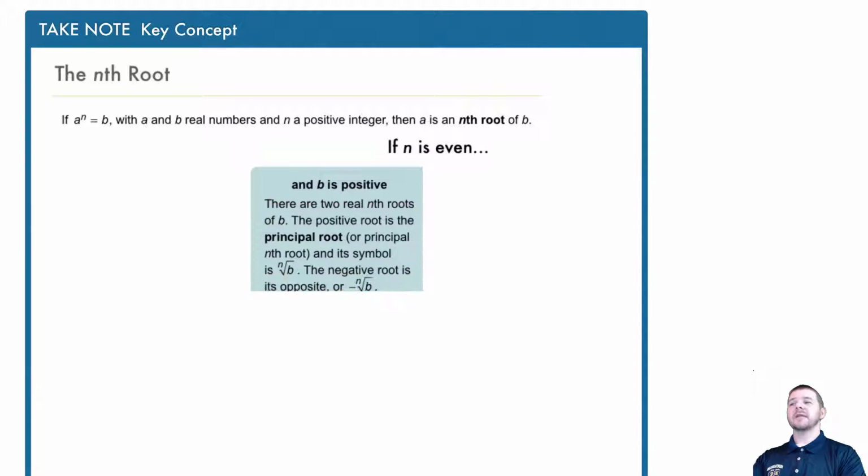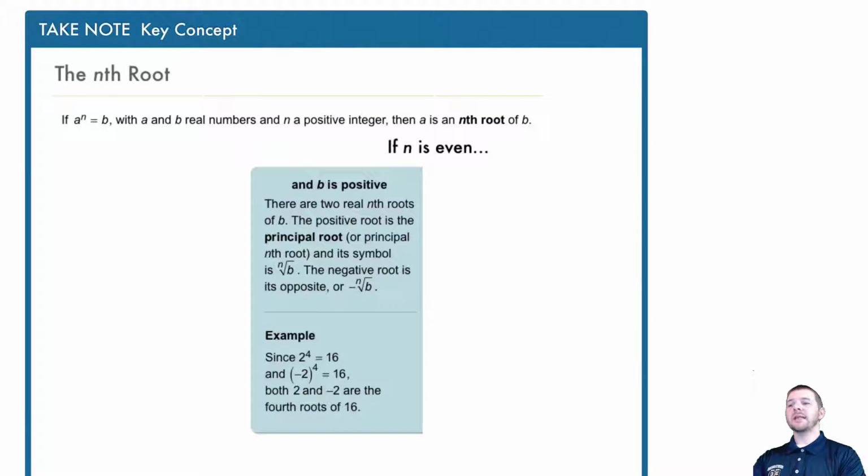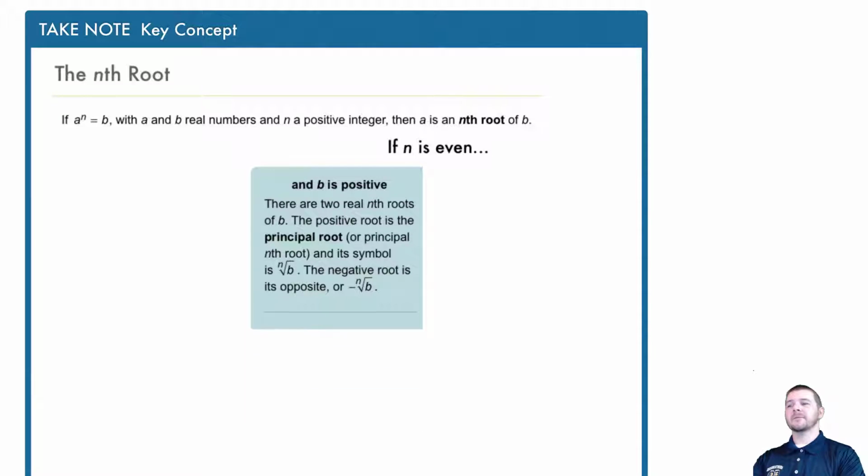If n is even, and b is positive, there are two real nth roots of b. The positive root is the principal root, or principal nth root, and its symbol is the nth root of b, where n is the index, and b the radicand. The negative root is its opposite, or the negative of the nth root of b. For example, since 2 to the 4th power equals 16, and negative 2 to the 4th power also equals 16, both 2 and negative 2 are the 4th roots of 16. 2 is the principal root, or the principal square root, of 16.